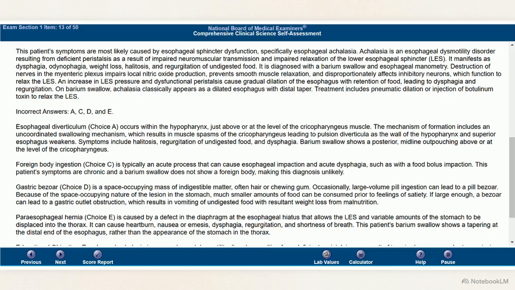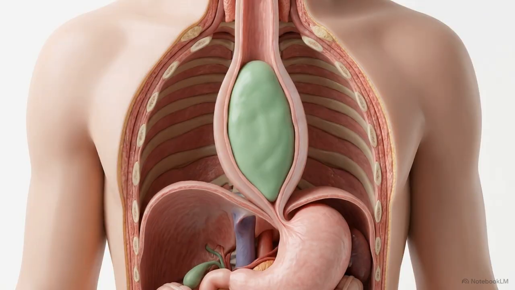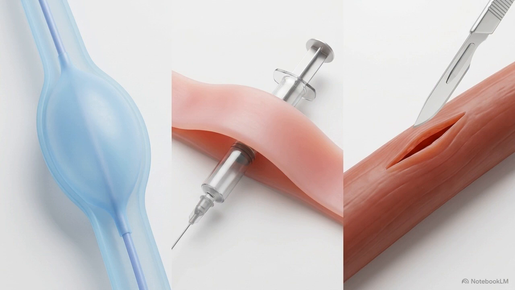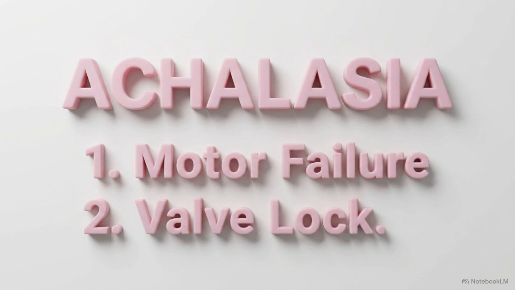This pressure differential creates a specific radiographic signature. On a barium swallow, achalasia classically appears as a dilated esophagus with a distal taper. This persistent clamping forces structural changes over time, as the esophagus dilates to accommodate food that cannot pass through the hypertensive sphincter. Treatment focuses on manually overcoming this mechanical failure through pneumatic dilation, botulinum toxin injection, or a surgical myotomy. This categorizes achalasia as a dual deficit, the complete absence of peristalsis, combined with a hypertonic, non-relaxing sphincter.